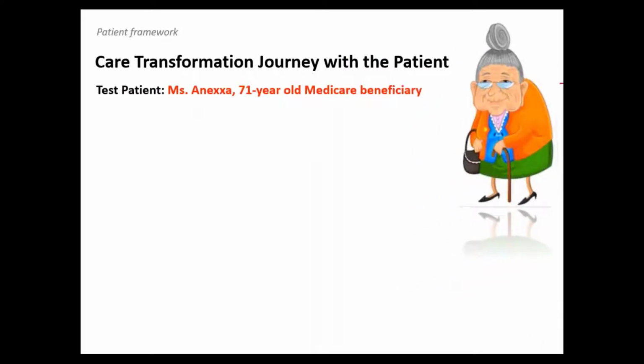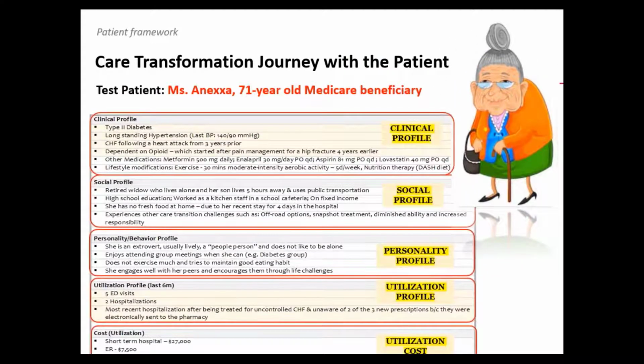So here we have our test patient, Ms. Anexa. She is a 71-year-old Medicare beneficiary. She has a clinical profile, a social profile, a personality profile, a utilization profile, and a cost utilization profile. If you look at her clinical profile, she's a type 2 diabetic. She has hypertension and CHF, and she's dependent on opioids. Her utilization profile shows that within the last 6 months, she's had 5 emergency department visits and 2 hospitalizations, with the last one being for treatment for uncontrolled CHF.